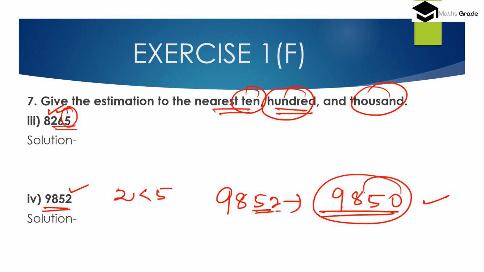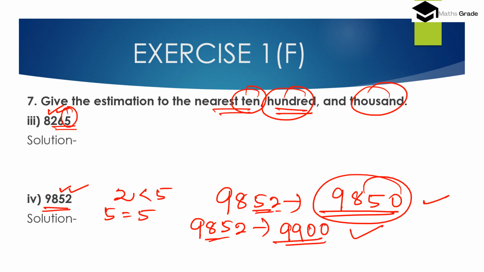Now we have to round this number to the nearest 100. When we round this number to the nearest 100, we look at the tens place value digit. Here the tens place value digit is 5, which is equal to 5. So we have to add 1. We have to add 1 to the hundreds place value digit, that is 8, and this 8 changes to 8 plus 1, that is 9, and this 5 changes to 0, this 2 changes to 0. So 9852 rounded up to the nearest 100 is 9900.